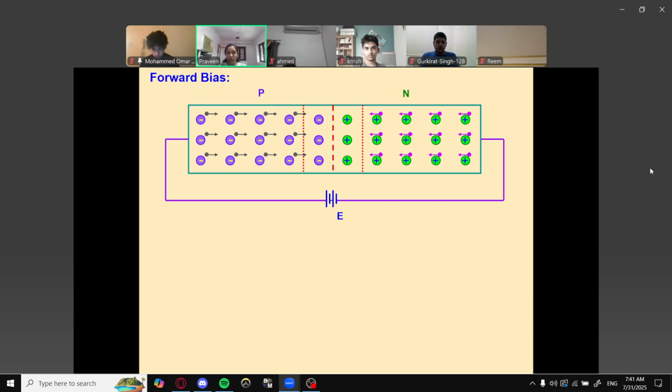And when we are biasing the PN junction, the positive side of the battery is connected to the P side of the junction, and the negative terminal of the battery is connected to the N side of the PN junction. That kind of connection is called forward biased. The P-type part is connected to the positive terminal and the N-type part is connected to the negative terminal. Such a connection is called forward biasing.